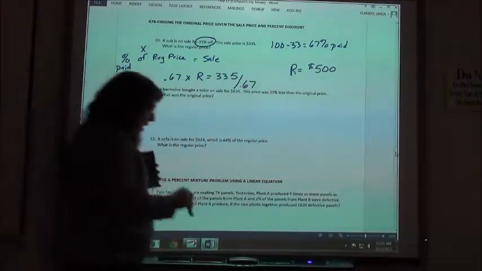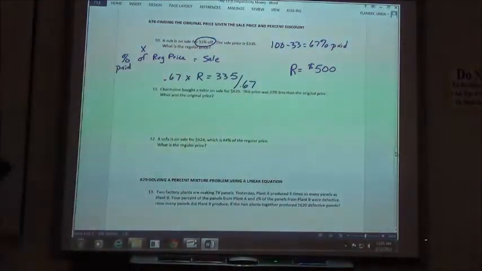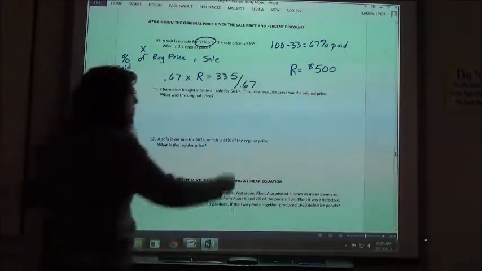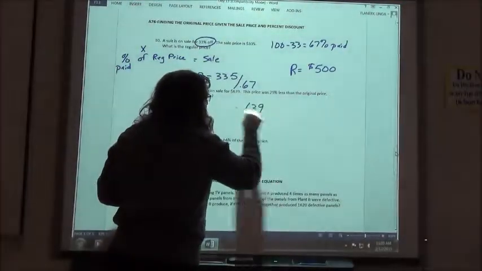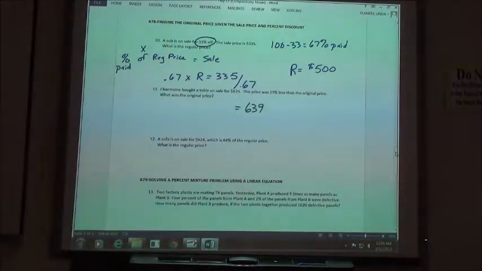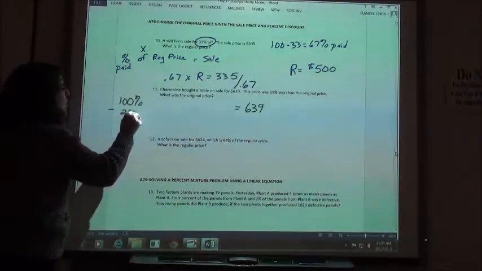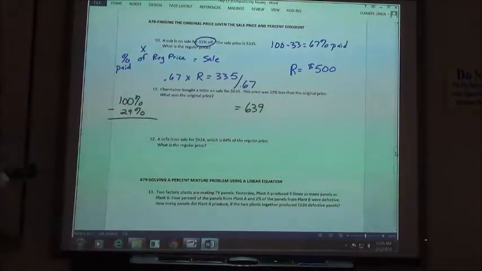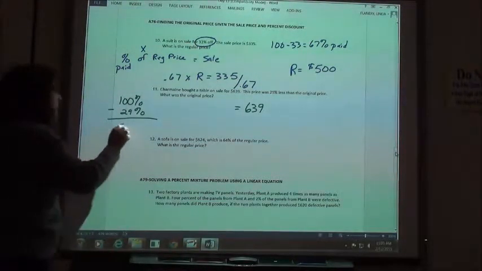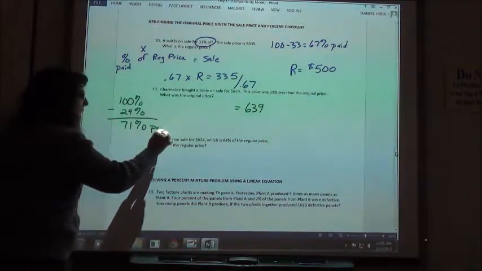Number 11, same kind of thing. Charmaine bought a table on sale for $639. That was my end price. That's the price I ended up paying. This price is 29% less than the original price. Well, the original price is 100%. If I take 100% and I subtract my 29%, I get 71%. So 71% is the percent that we actually paid.